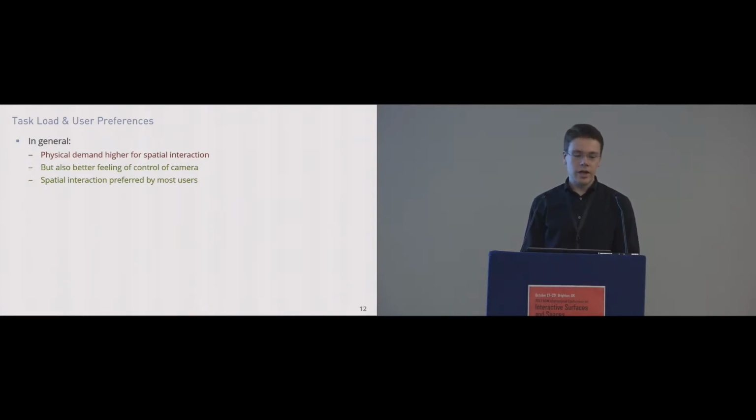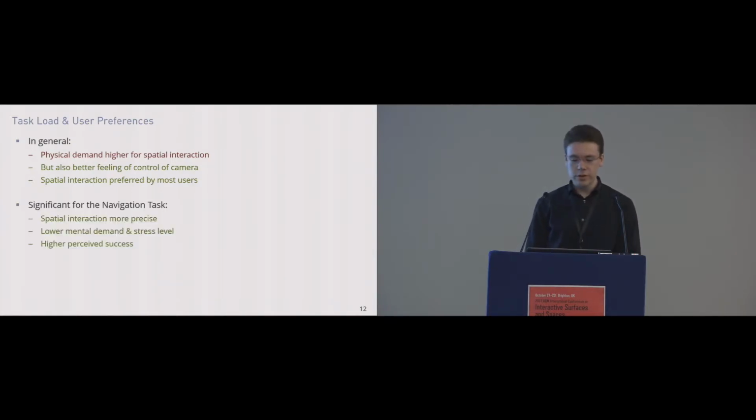But we also had better control of the camera. So users reported that they felt more in control. And overall, spatial interaction was preferred by most of the users. We also have some significant results specifically for the first task, the navigation task. So their spatial interaction was rated to be more precise, and users also reported a lower mental demand as well as stress level during the task. And they also had a higher perceived success rate.